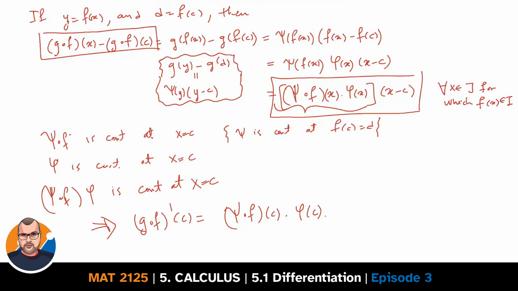But psi composed with f at c times phi at c, that is what this expression here is, simply psi at f at c times phi at c. And again, by Carathéodory's theorem, phi at c, that's f prime at c, and psi at f at c, that's g prime at f at c. And so we have the chain rule. The derivative of g composed with f at c is g prime at f at c times f prime at c. And what are some consequences of that chain rule?